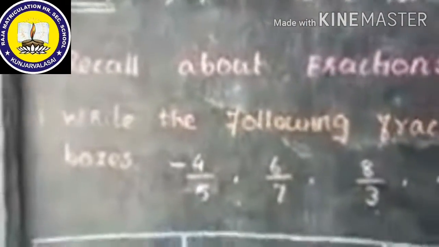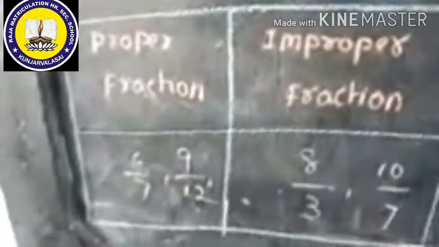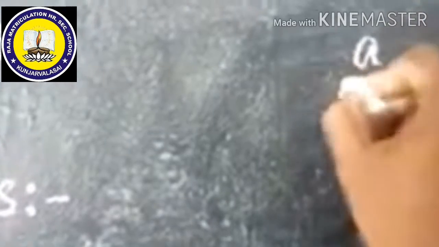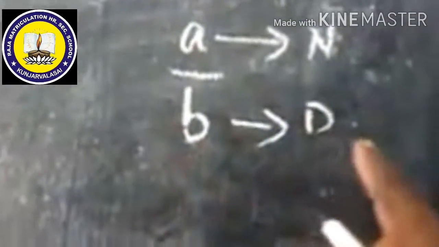Okay, now what is the meaning of proper fraction? In the fraction format, listen, a by b. This is the general format of a fraction. Here a is the numerator and b is the denominator. Can you understand? a by b is the general form of a fraction, where a is the numerator and b is the denominator.